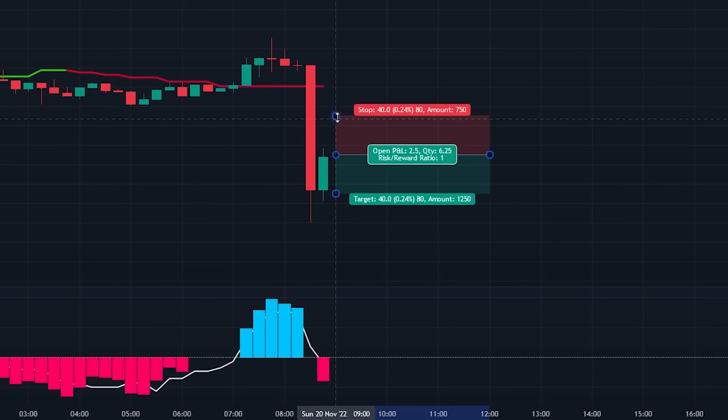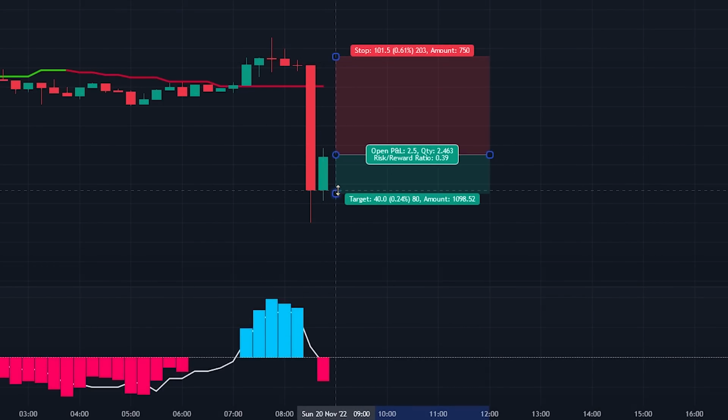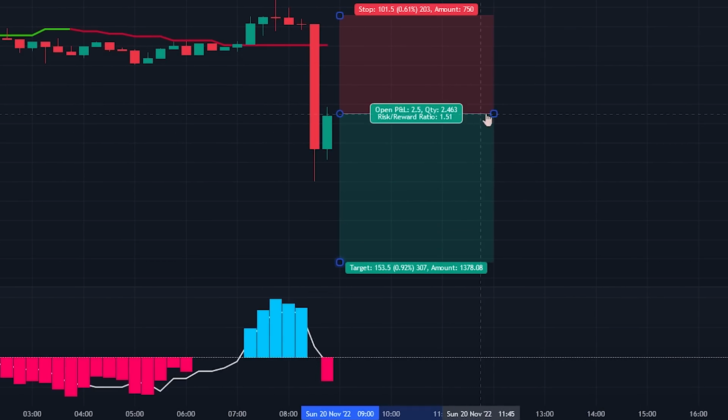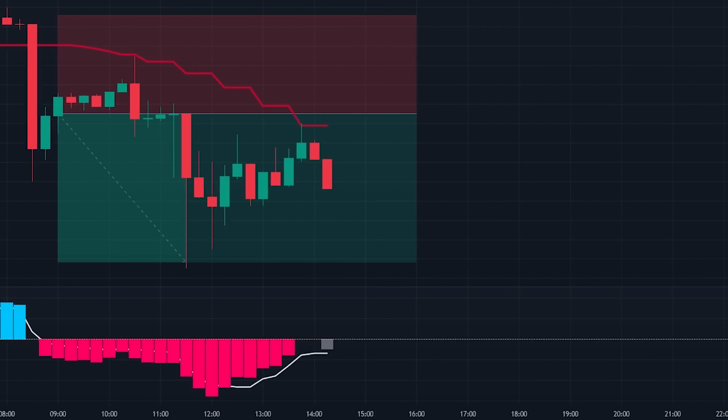We will place the stop loss at the recent swing high, and for the take profit, we will target a 1.5 times risk to reward ratio. Now let's see how the trade plays out.